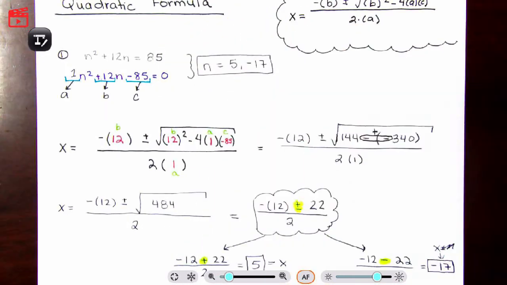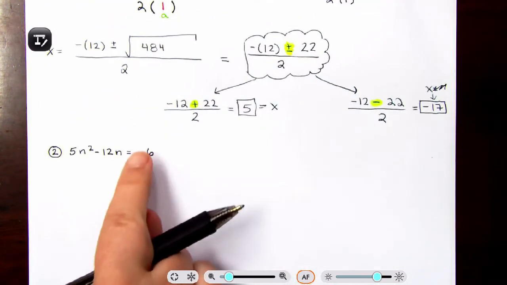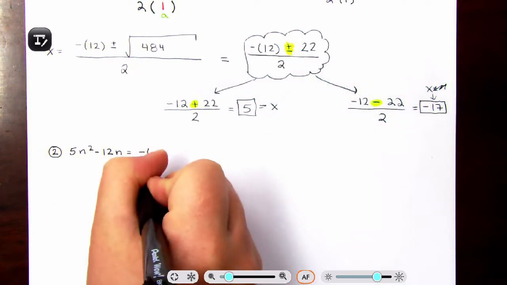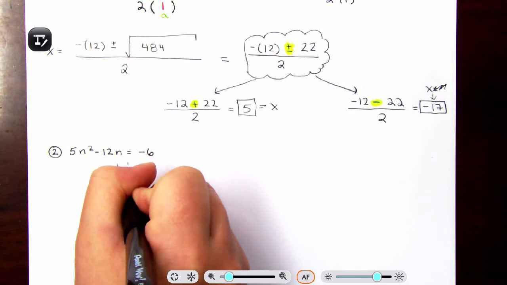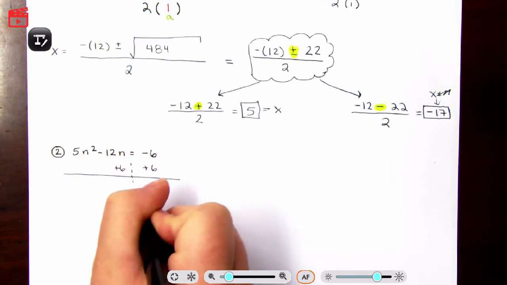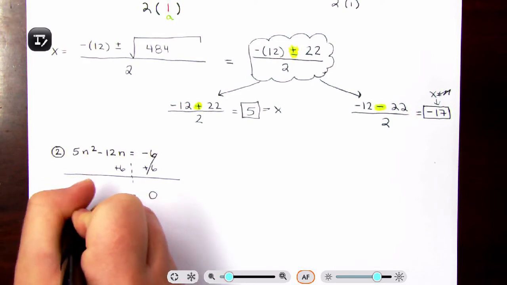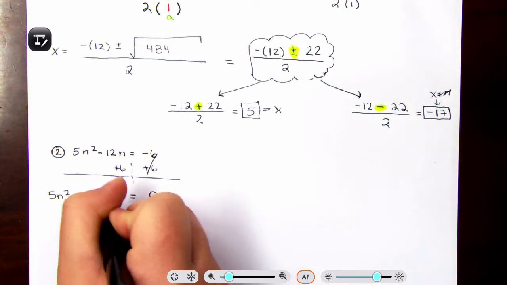Typically, you want to put the negative number first, but that's okay. Let's try to do that one more time. Step number 1, notice that this number is not connected with the rest of the equation, so we're going to add 6 to both sides, making this 0. And here I have 5n squared minus 12n plus 6.